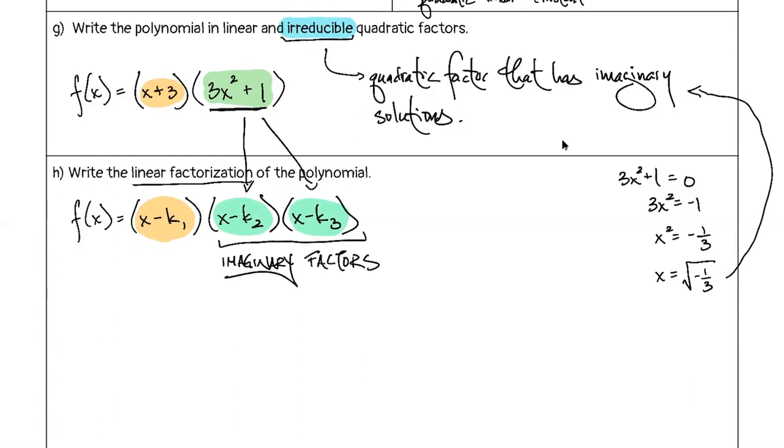Okay, these ones are imaginary factors, which means that we do not see these on our graph. Okay, so these are not visible on our graph.